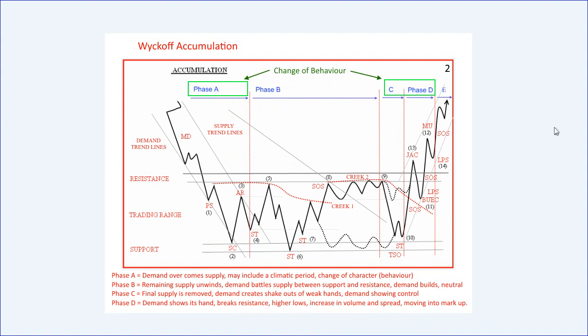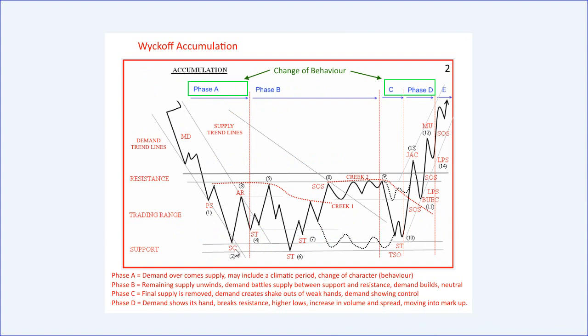Just a quick recap. This is a typical Wyckoff accumulation pattern. It's broken into phases A, B, C, D and E. Now it manages the change from supply to demand. In the first phase we have supply overcoming demand until it doesn't, and then demand suddenly overcomes supply, and there may be a climactic event. So that's supply, and it incorporates a change of character. High volume, because there's a lot of stock changing hands.